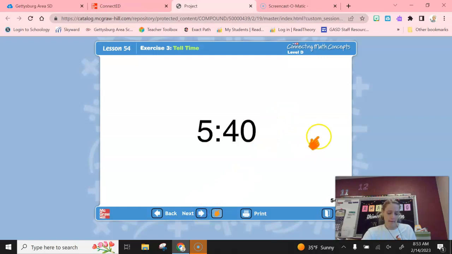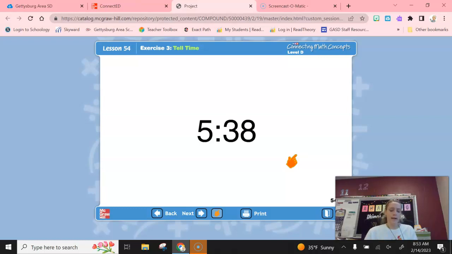C, 5:40, you should be counting by 5s the whole way until you get over to the 8, and that would be the same as 40, because 5 times 8 is 40. And D, 5:38. Because again, it's 5 o'clock, and if we count by 5s, we get to 35, and then we have to count by 1s until we get to 38. So 5:38.